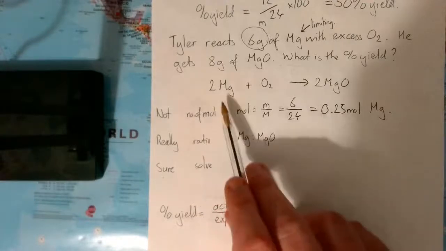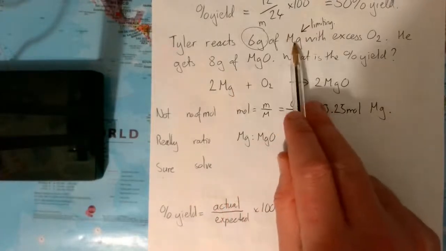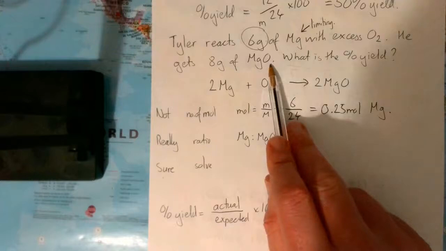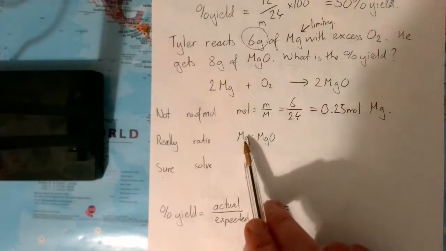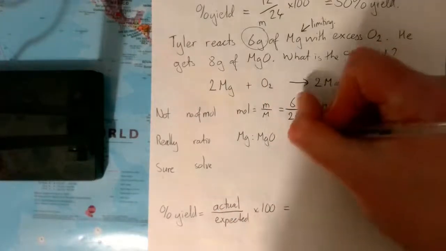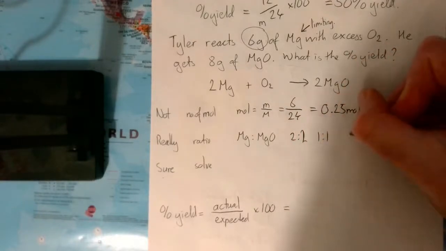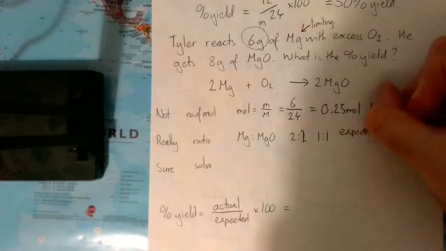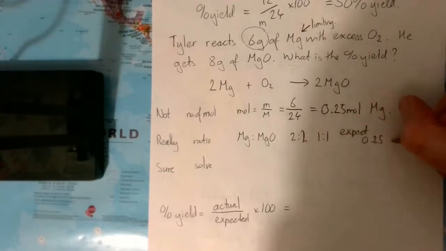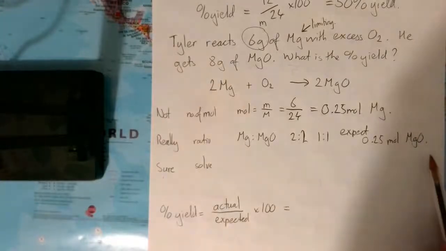The ratio step, let's look up here. We're being asked about magnesium and turning it into magnesium oxide. So the ratio is 2 to 2. So let's make that easier. It's 1 to 1. So he would expect 0.25 moles of magnesium oxide.